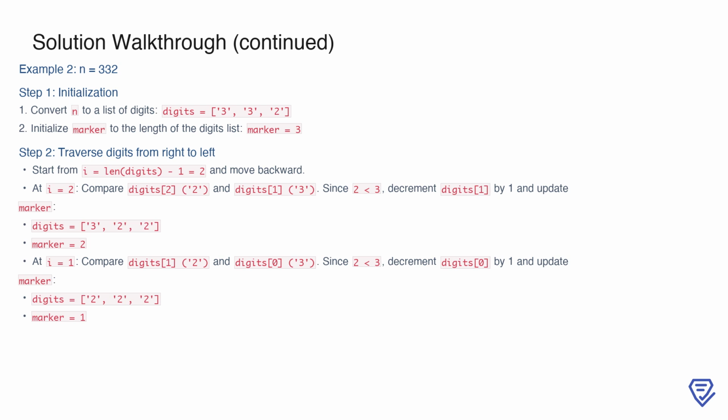The digits now look like 3, 2, 2. Continuing to index 1, we compare 2 with 3. Again, 2 is less than 3, so we decrement the digit at index 0 by 1, making it 2, and update the marker to 1. The digits are now 2, 2, 2. At this point, the traversal is complete, and the marker indicates where adjustments are necessary.